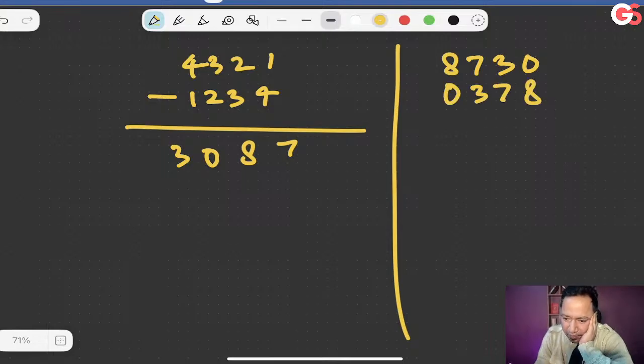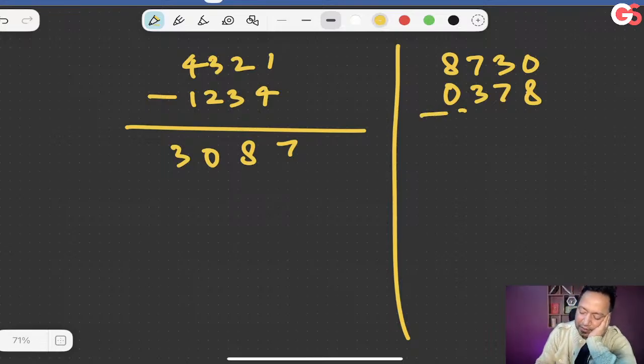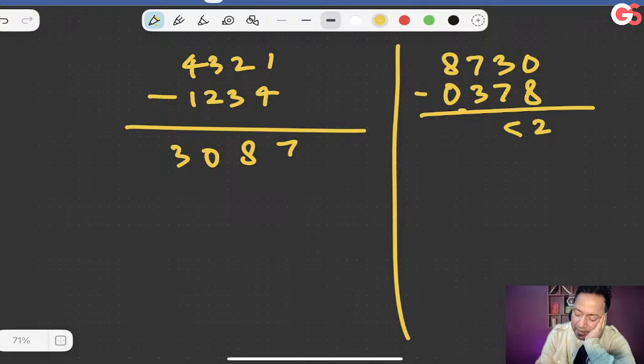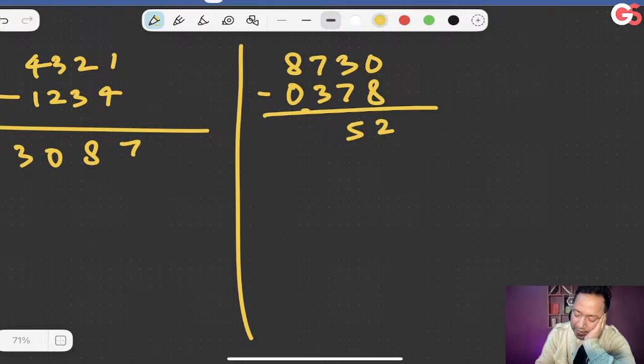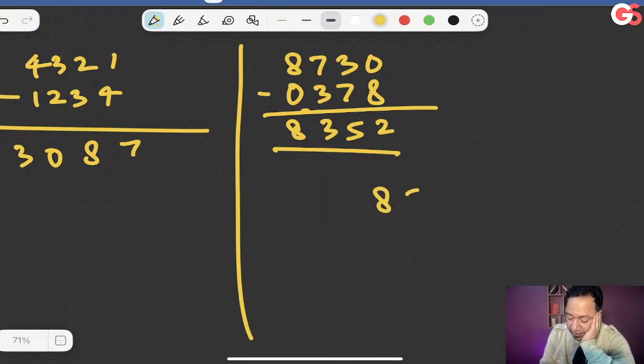Aditya, okay, we'll do that with 8789 also. Let's do this one first. Now we have 10 minus 8 is 2, 12 minus 7 is 5, 6 minus 3 is 3, and here got 8. Okay, 8352. So in descending order, 8532, ascending order 2358.